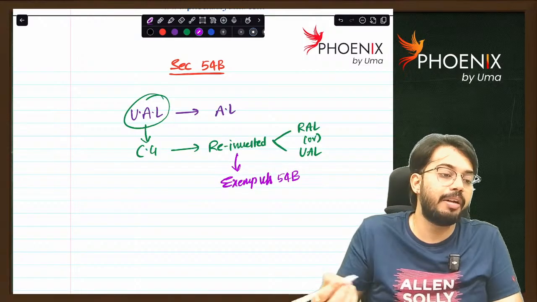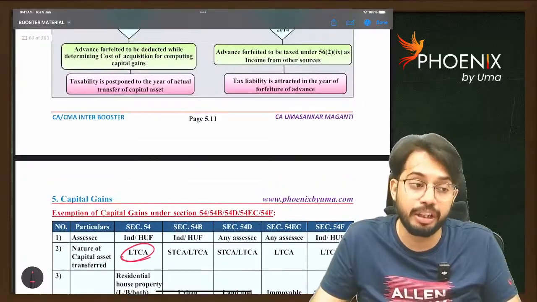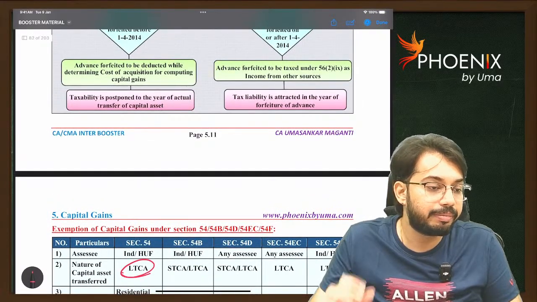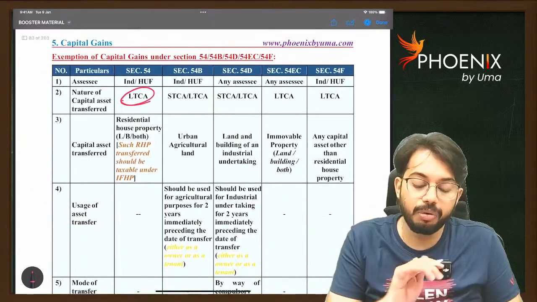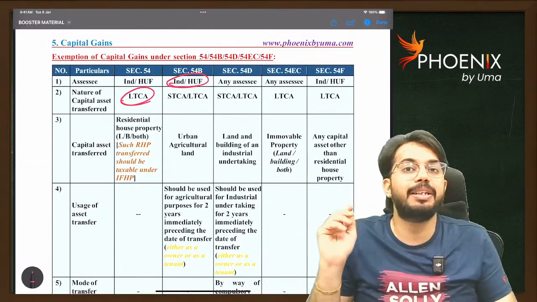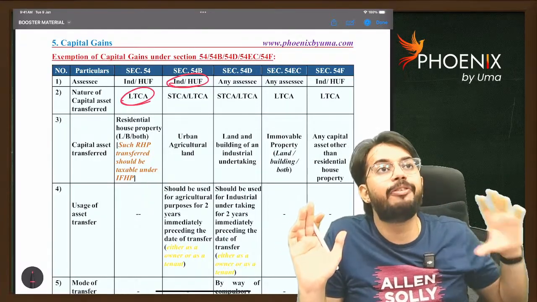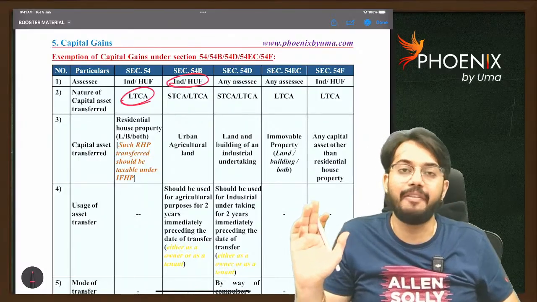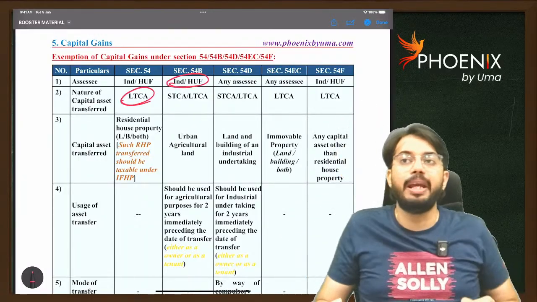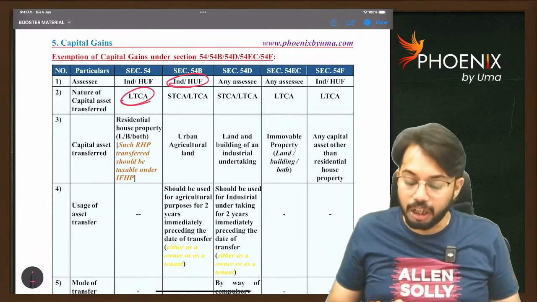Are you able to understand? Now, who can claim exemption under 54B? Only individual or HUF can claim exemption. Under 54, only if capital asset transferred is long-term capital asset, then only exemption is available. Under section 54B, exemption is available whether it is long-term capital asset or short-term capital asset.